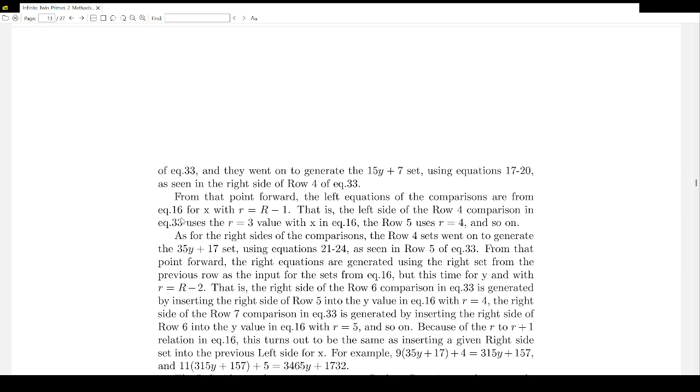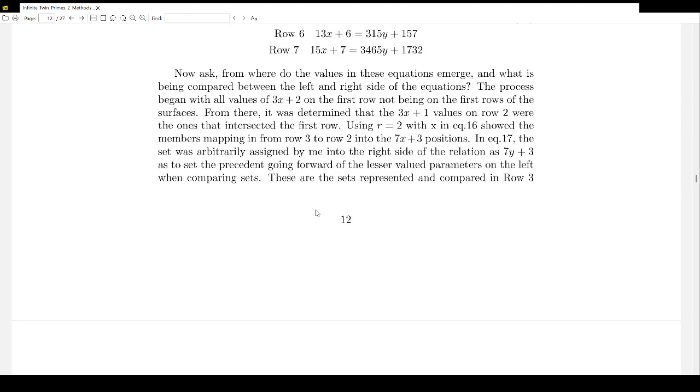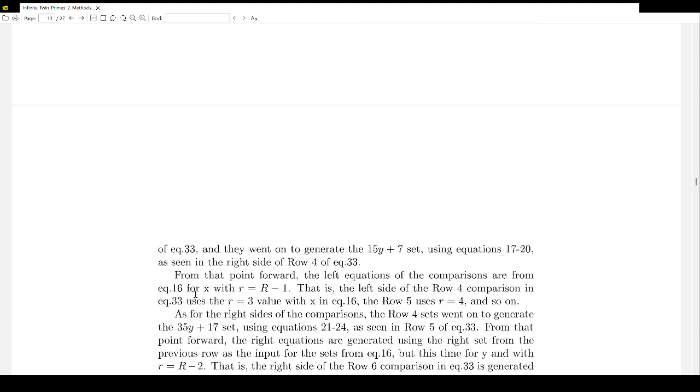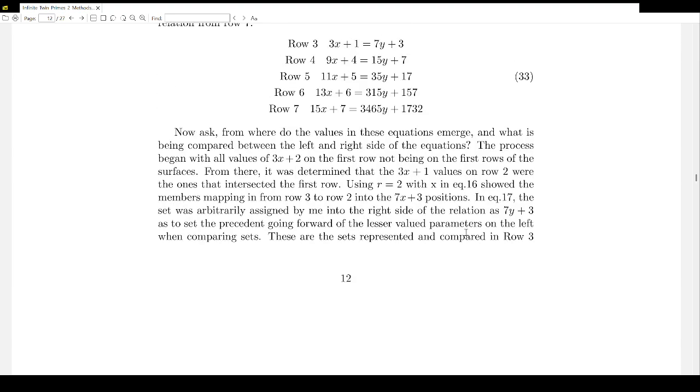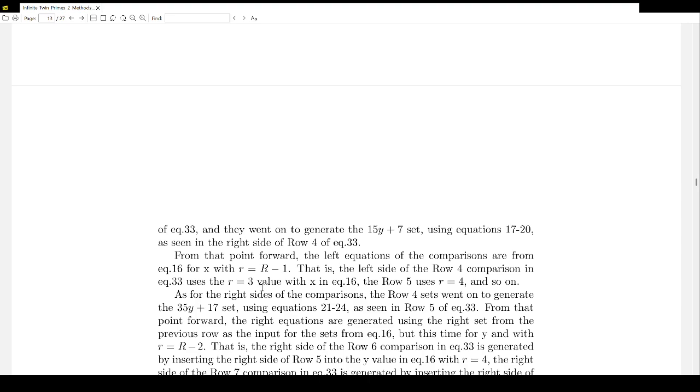But in each case, we were using a little r that turns out to be this r minus 1. So for row 5, we were using little r4. For row 6, we were using little r5, and so forth, which led to this stuff over here. But that all just comes from equation 16, which is our general form. That is the left side of row 4 comparison in equation 33. So the left side uses the r equals 3 value, and row 5 uses r equals 4. So it just uses 1 less.